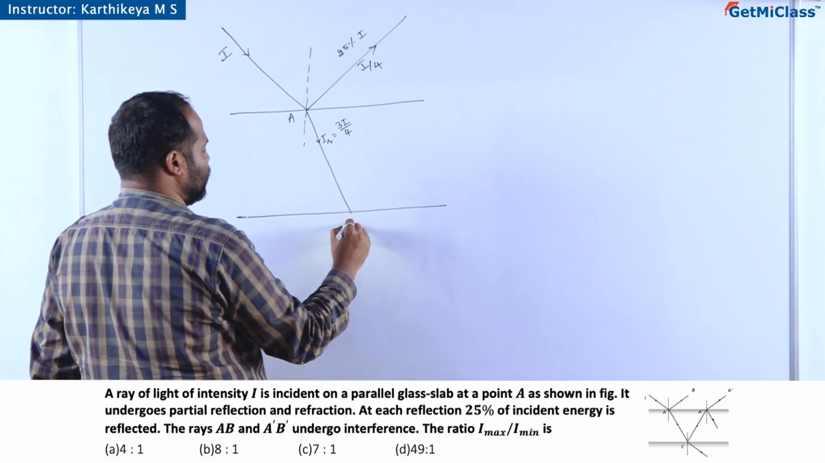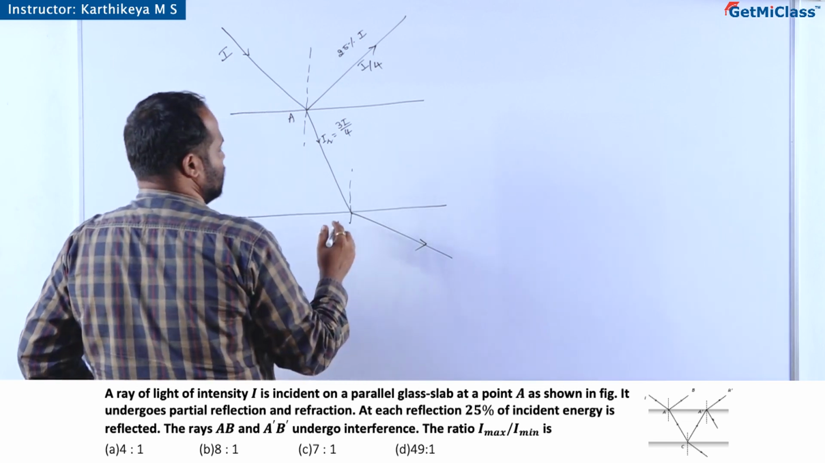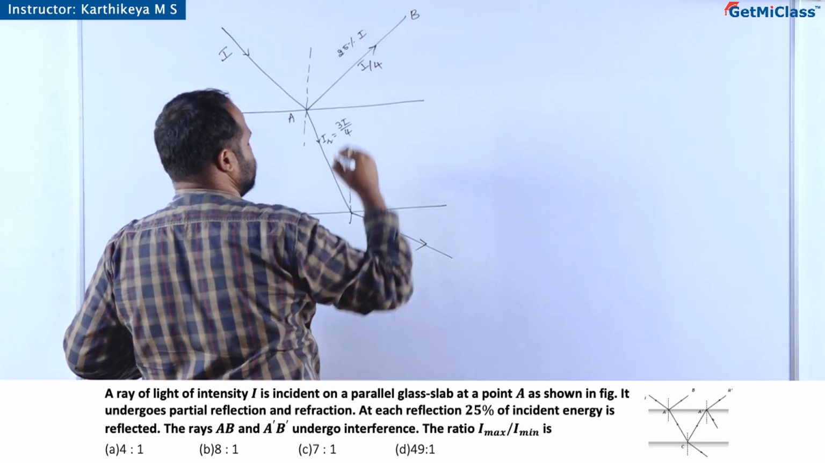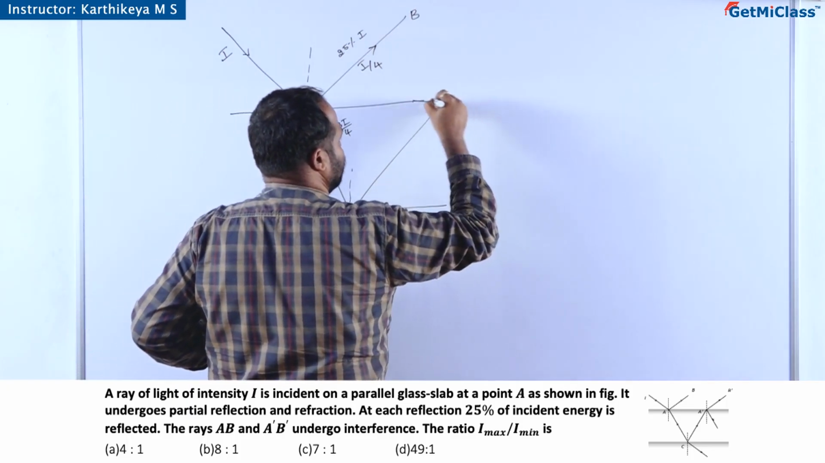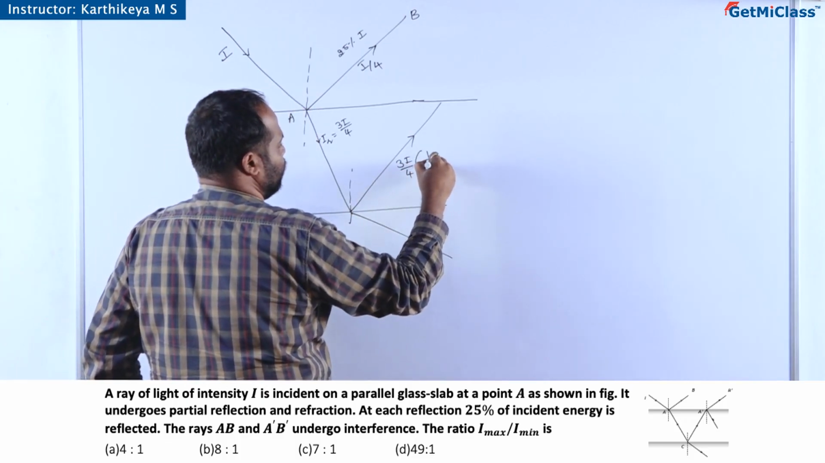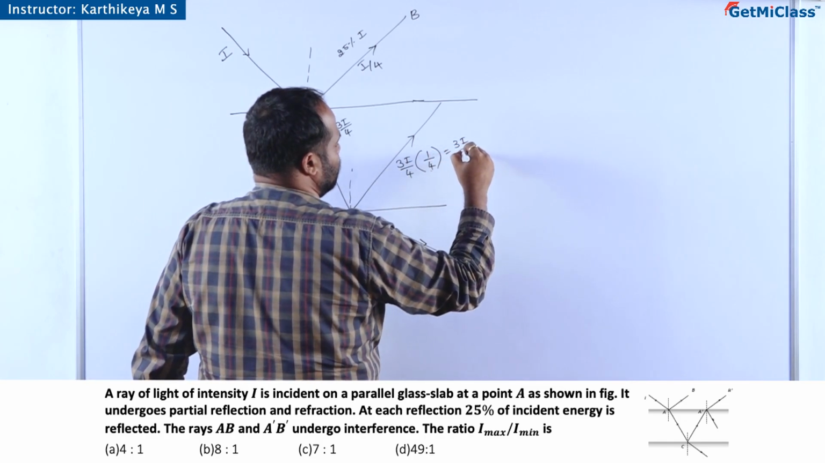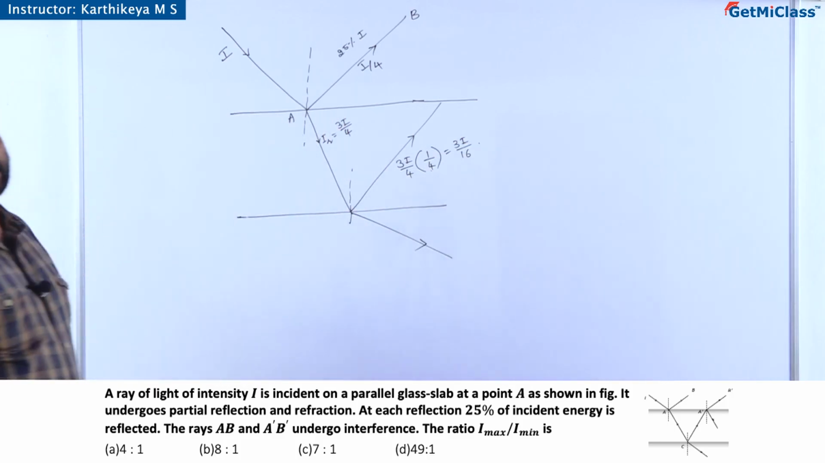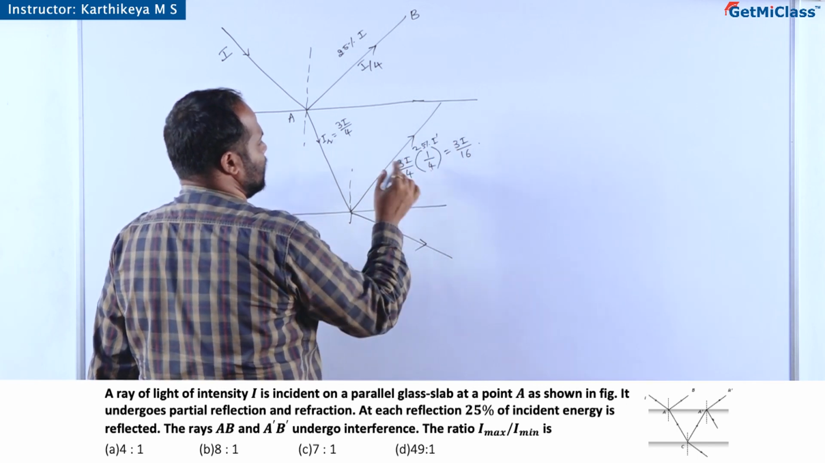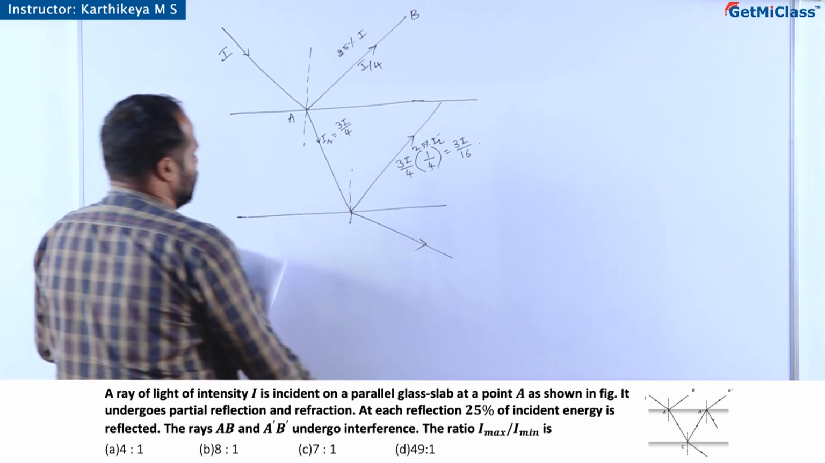Correct? 75% is refracted. Now, part of it gets reflected again here, at this point, and this is the light B. So, 3I by 4 into 25% reflection, its intensity will become 3I by 16, because 25% of the initial intensity is reflected. So, that is IR rather, correct?